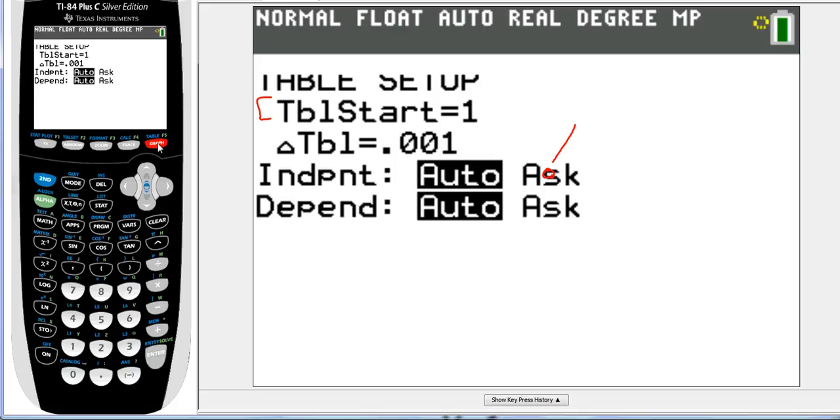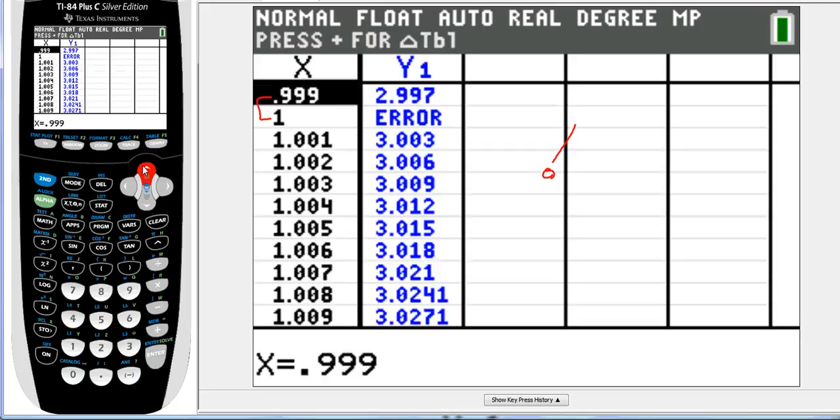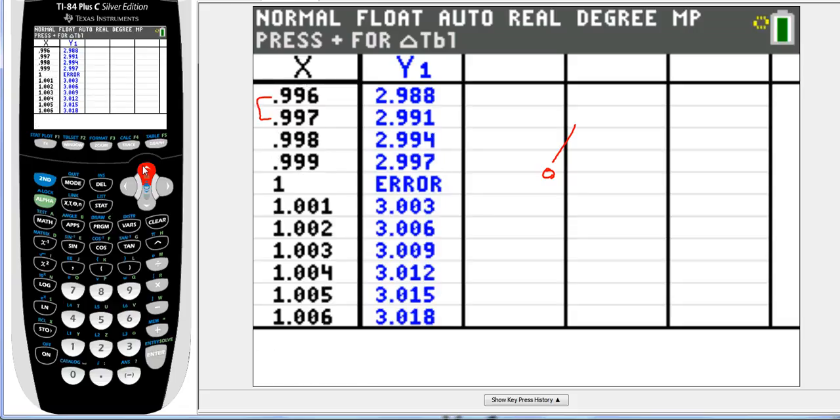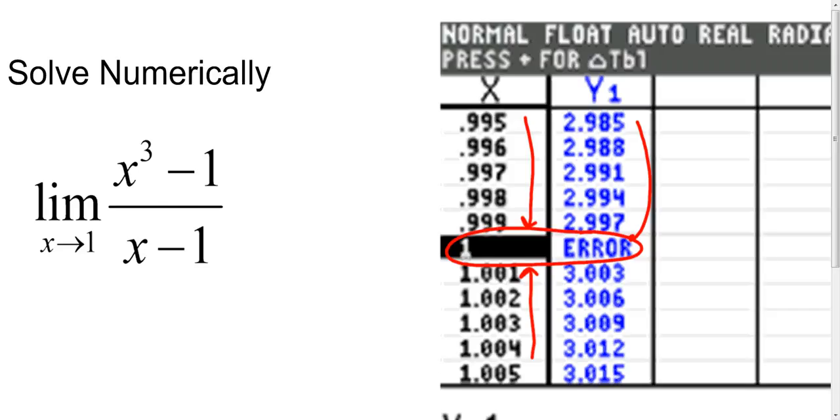And now we're going to go back to our table. And now you can see it, okay? As x is getting closer and closer to 1 from either side, your y values are getting closer and closer and closer to 3, okay? So that kind of tells you what is happening there. And then we will look at it algebraically as well.